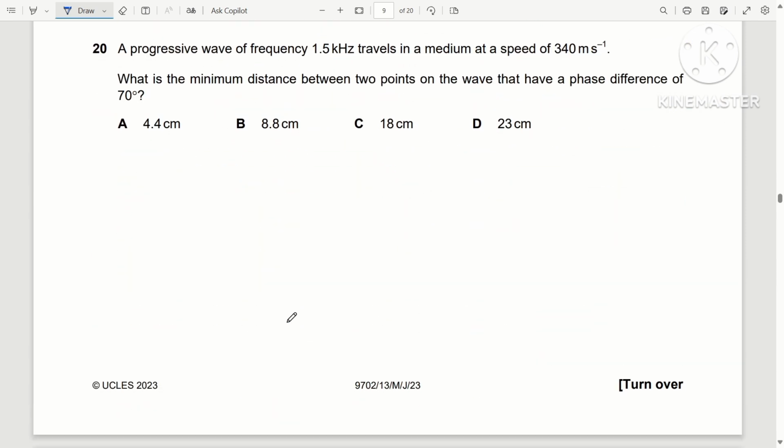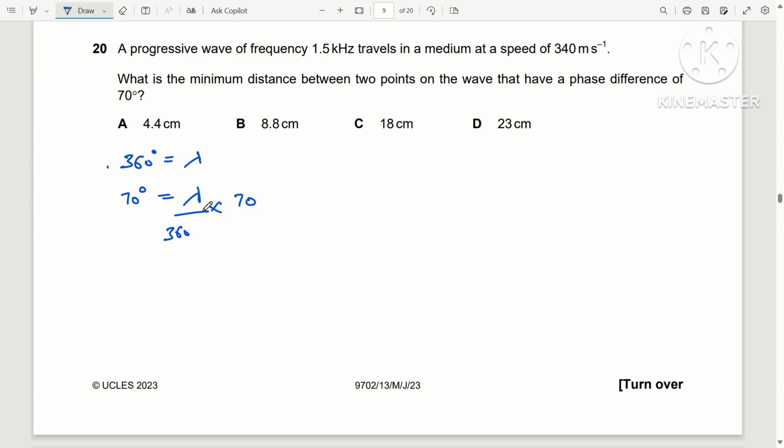20th question. A progressive wave of frequency 1.5 kilohertz travels in a medium at a speed of 340 meters per second. What is the minimum distance between 2 points on the wave that has a phase difference of 70 degrees? Now we know that 360 degrees corresponds to lambda, that is one complete wave. So 70 degrees will correspond to lambda by 360 into 70.